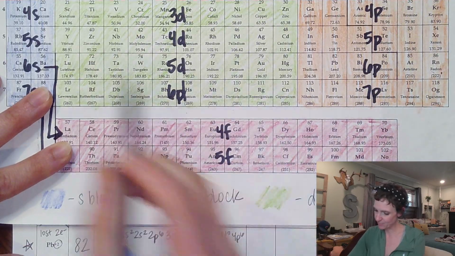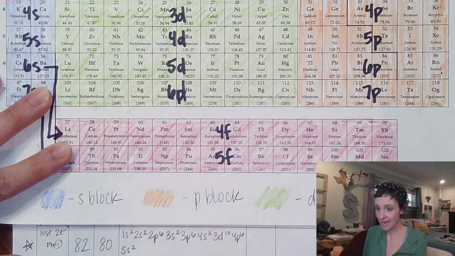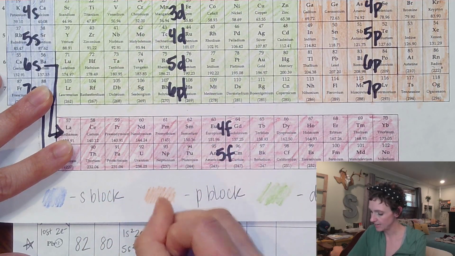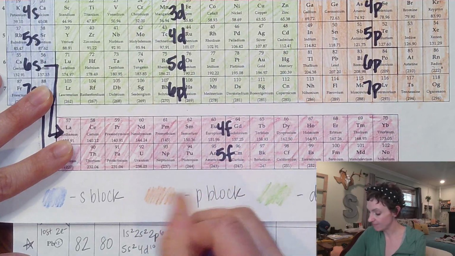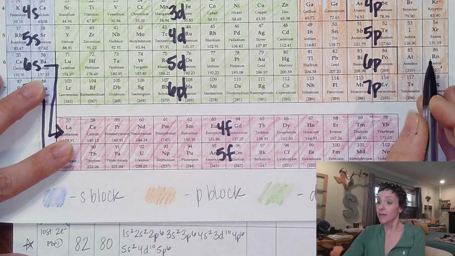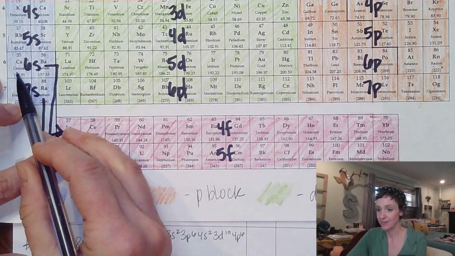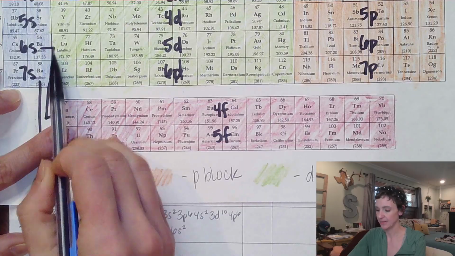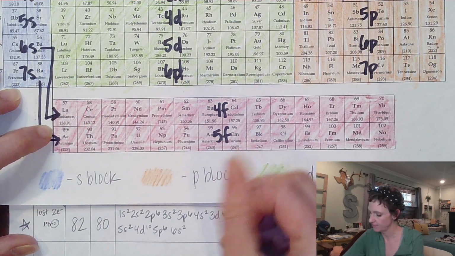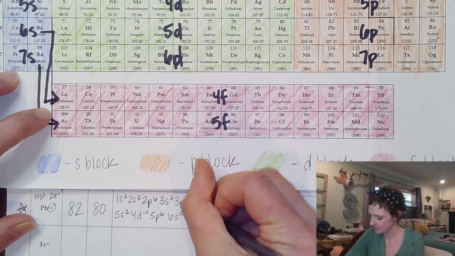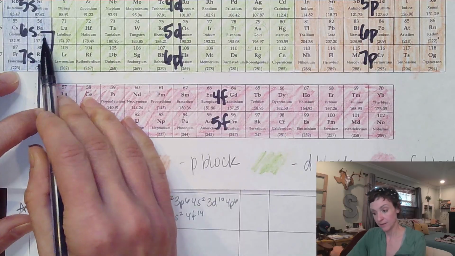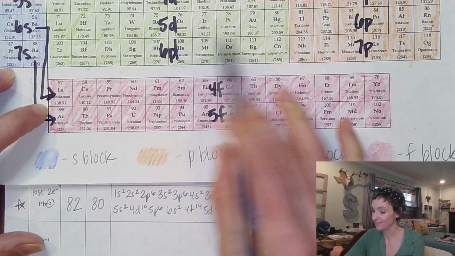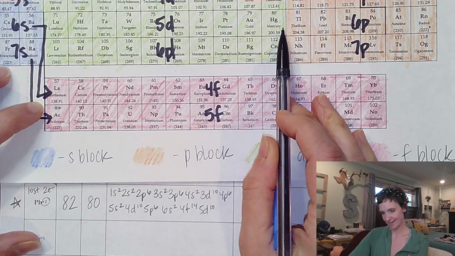So after 4p6, we go to 5s2. After 5s, we go to 4d. Still need to go all the way through, so 4d10. After 4d10, we go to 5p6. We're still not there. After 5p, we go to 6s, 6s2. Then after 6s, we hit that dark line. We're like, oh, drop down, hit 4f. The 4f room has 14. After we get done with 4f, we go to 5d. Y'all, we are still not there. So 5d10.